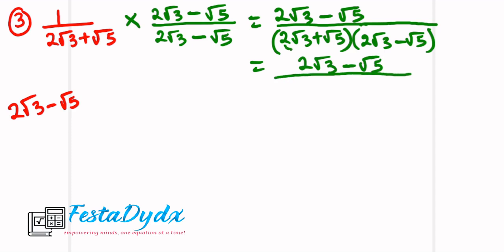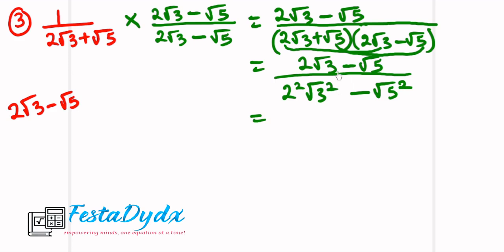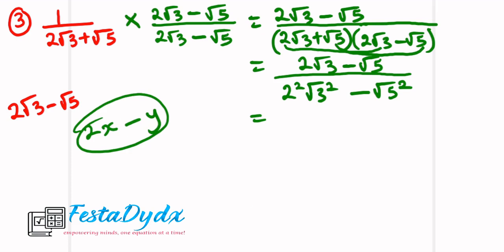So 2 root 3 times 2 root 3 is going to give us 2 square root 3 square. And then plus root 5 times minus root 5 is going to give us minus root 5 square. So for the numerator, we're going to keep maintaining that same thing because they are not like terms. Here we'll have root 3, root 5. It's just like saying we have 2x minus y. They are different. You cannot multiply them together. So you have to maintain what you have at the numerator. You have to keep writing that. So 2 root 3 minus root 5, denominator all over.